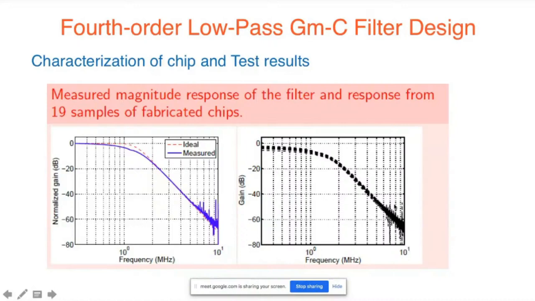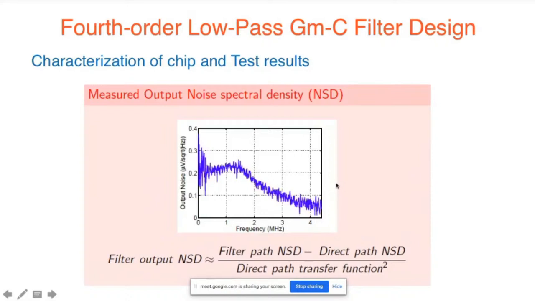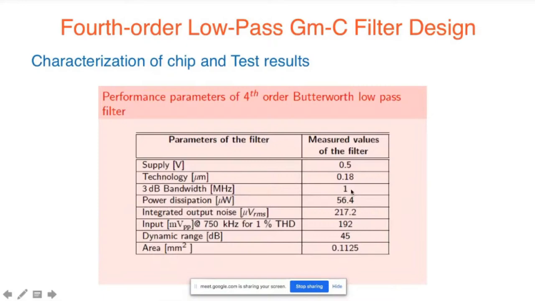And this is the noise response, which we call noise spectral density, which is also measured using a vector network analyzer. And now the results are tabulated. These are the fabricated results: 0.5 volts, 0.18 micrometer technology, 1 megahertz, and power dissipation of 56.54 microwatts. And then integrated noise, then dynamic range, which is very important. Normally this is lower compared to active RC, but with respect to area it is going to be good.